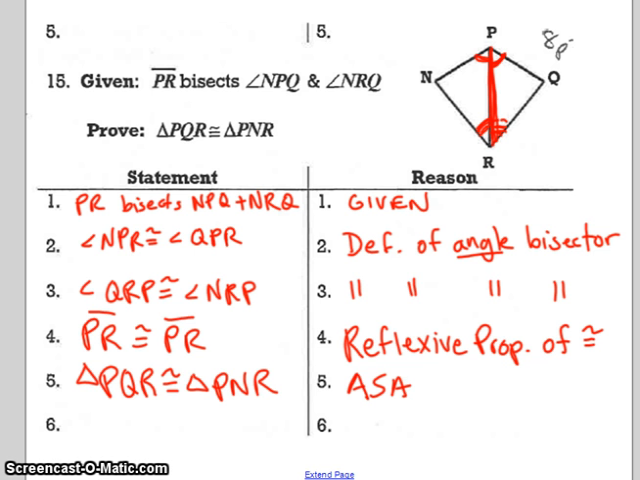Last step, I don't know why that's there. Probably because they wanted you to write this, and then PR bisects NPQ, and PR bisects NRQ in the second step for both givens.